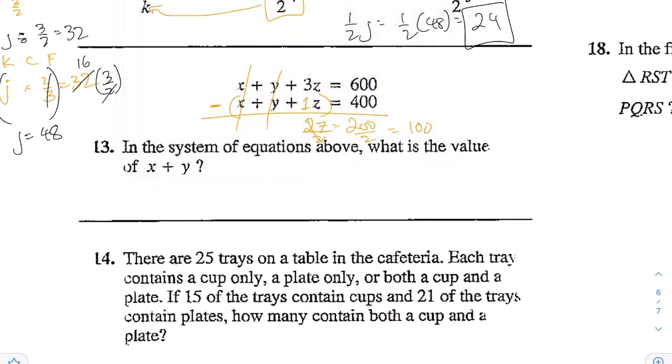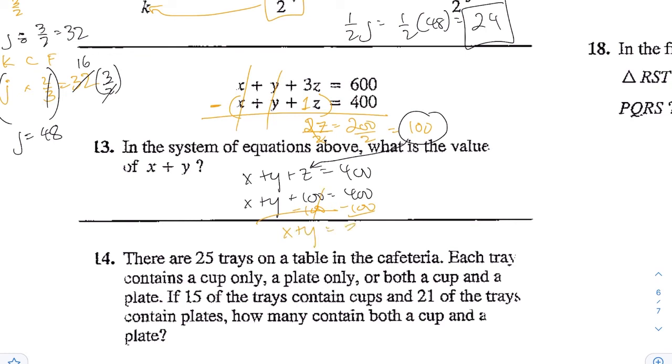So once you know that z is equal to 100, well, x plus y plus z, the second equation, is 400. z is equal to 100. So you know that x plus y plus 100 is equal to 400. So if you subtract 100, you get that x plus y is going to be equal to 300.